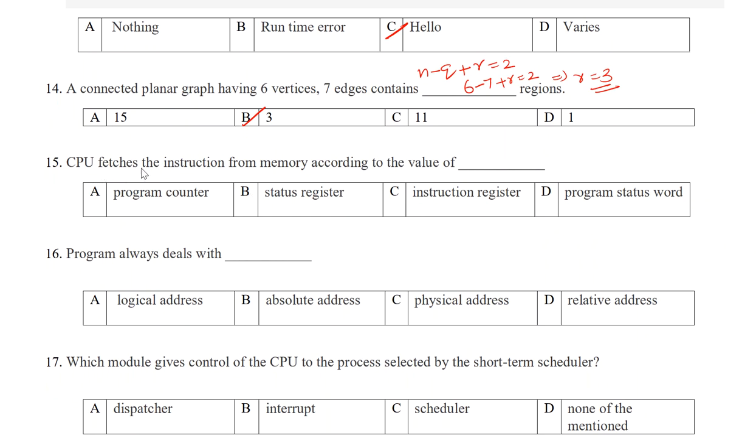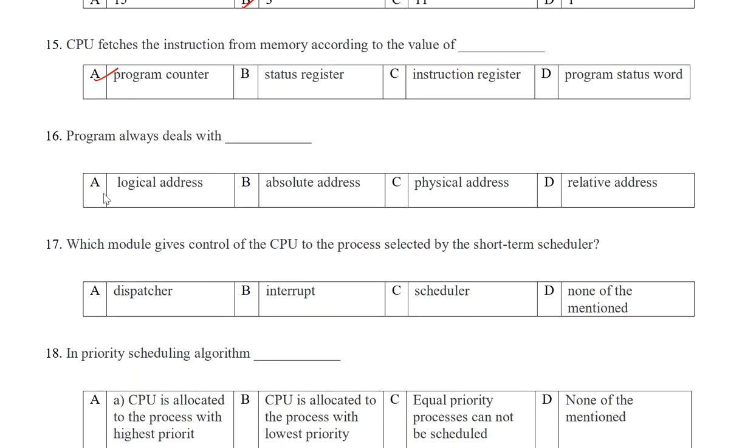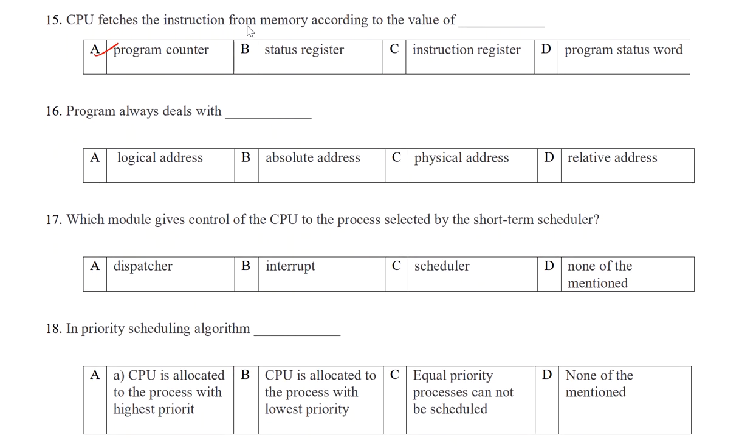CPU fetches the instructions from the memory according to the value of the program counter. Next one, 16th one. The program always deals with logical address. Next, 17th one. Which module gives the control of CPU to the process selected by the short-term scheduler? It is nothing but the dispatcher.